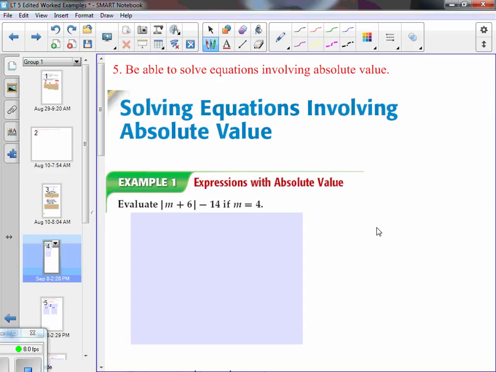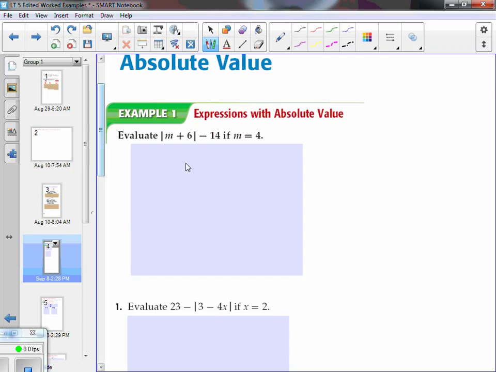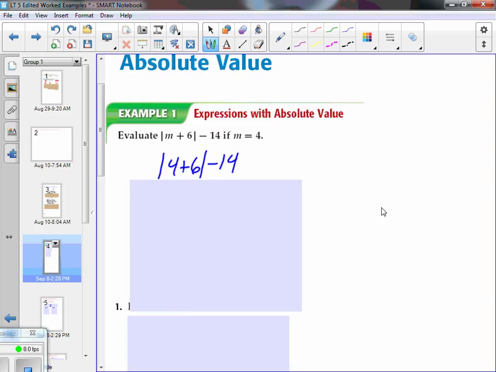First, we're going to do a little bit of evaluating. And when we evaluate, simplify, remember, absolute value signs are like grouping symbols. Not only are they absolute value signs, they're also like a parenthesis. So if we're going to evaluate the absolute value of m plus 6 minus 14, if m equals 4, the first thing we do is we replace m with 4, so that becomes the absolute value of 4 plus 6 minus 14. Work out and get a single number inside your absolute value signs before you do anything else. That's your order of operations. Absolute value signs are grouping symbols.